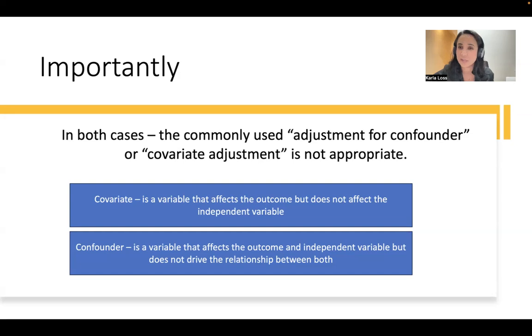What is a covariate? A covariate is a variable that affects the outcome, but does not affect the independent variable. And a confounder is a variable that affects both the outcome and the independent variable, but does not drive the relationship between both. So does not affect the causal pathway.